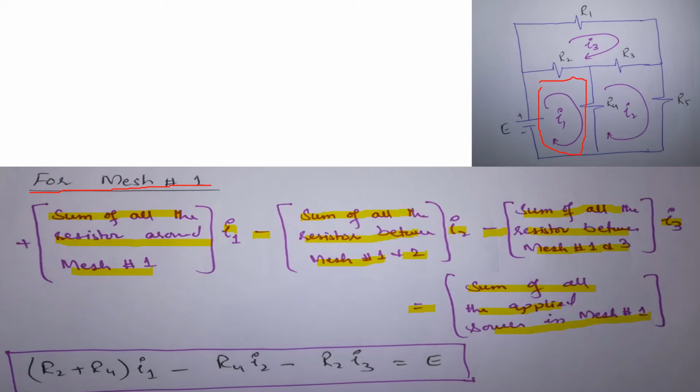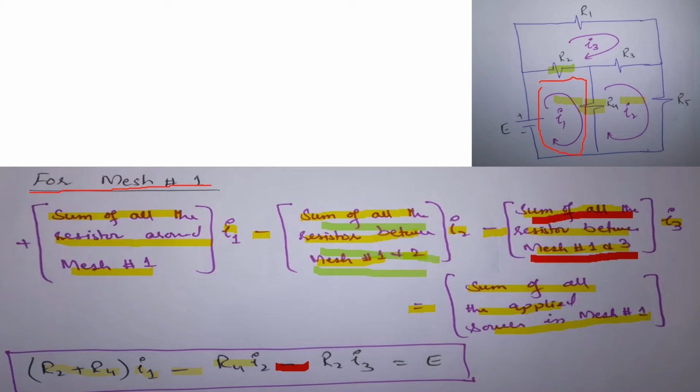Now we write these values. The sum of all the resistors around mesh 1: we have R2 and R4. There is no other resistor in mesh 1, so we write here (R2 + R4) multiplied by the current of mesh 1, minus the sum of all the resistors between mesh 1 and mesh 2. We see that only R4 is common between mesh 1 and mesh 2, so we write here R4 into I2, minus the sum of all the resistors between mesh 1 and mesh 3.